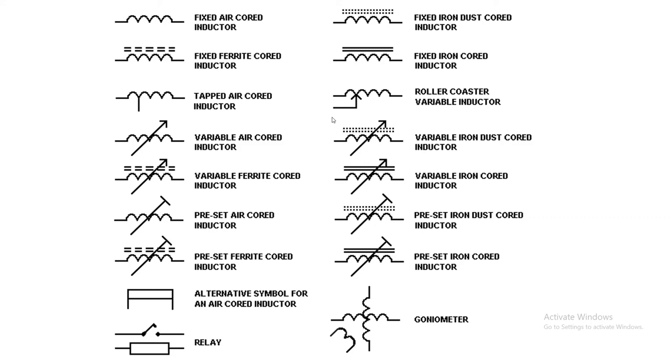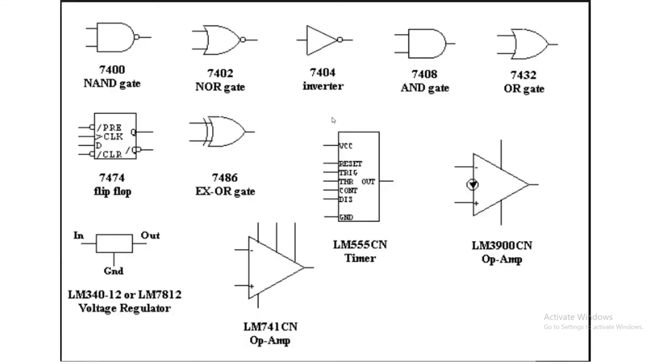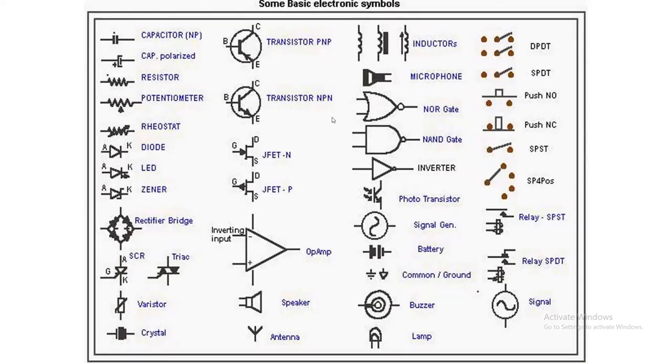There are many types of inductor. Each inductor has its own symbol. These are the symbols of the logic gates or ICs. Each logic gate has its own symbol, while the symbol of ICs is the same. These all are the symbols of electronics components. The name of each component is written in front of the symbol.